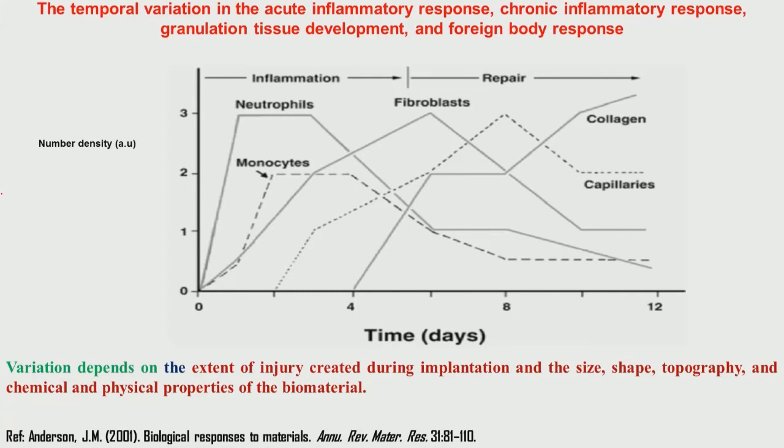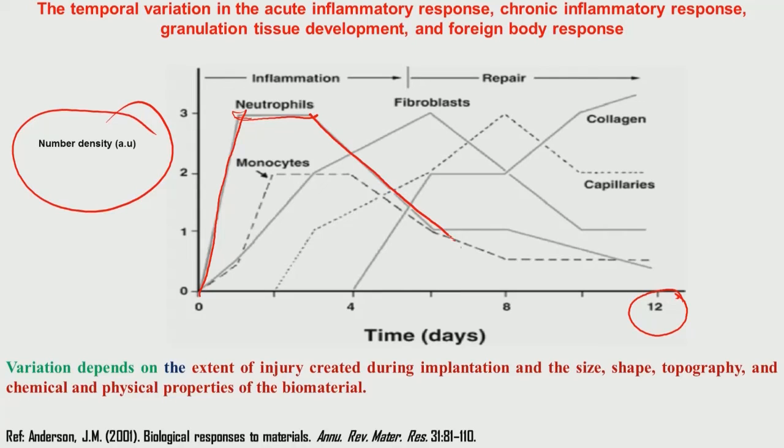Now, after showing the various biological events at the material substrate, the next thing I have shown you is that within a two-week time frame, up to 12 to 14 days, there are different stages taking place. One is inflammation and the second is repair. During inflammation and repair, the different cells or proteins increase in number. If you start with neutrophil activity, it certainly increases, this is in arbitrary units, and then it saturates and then decreases.